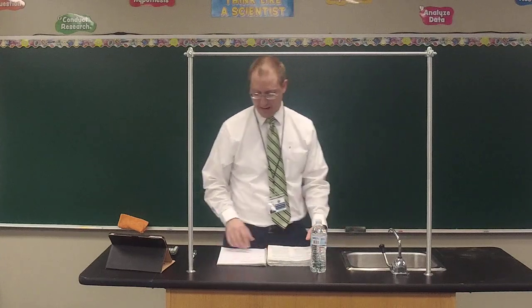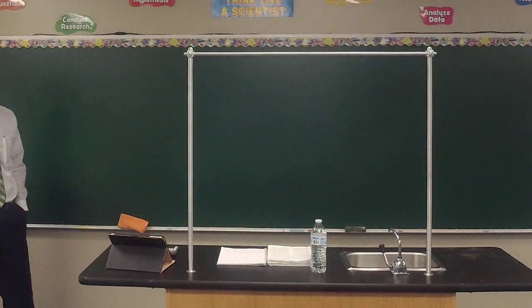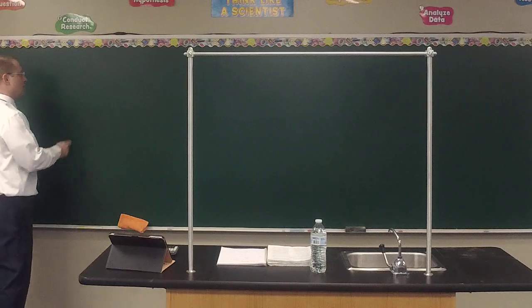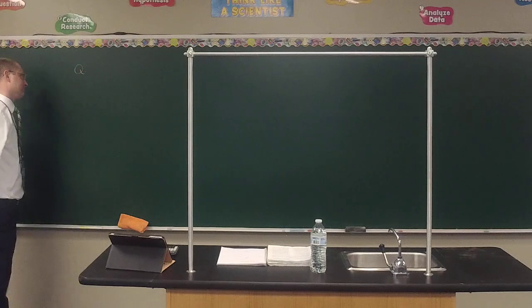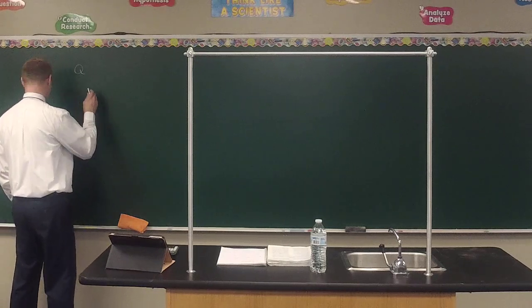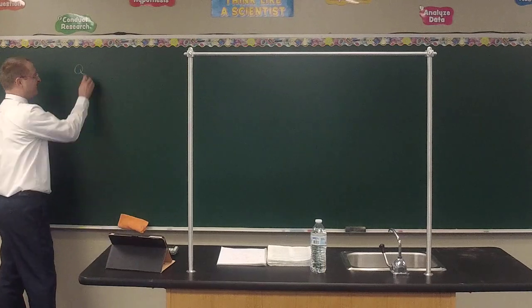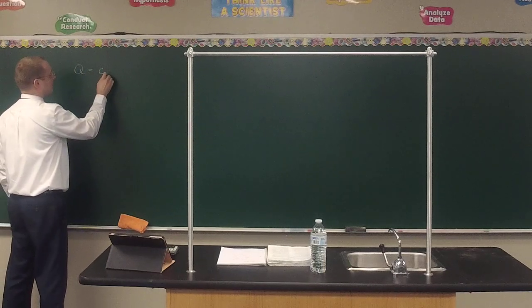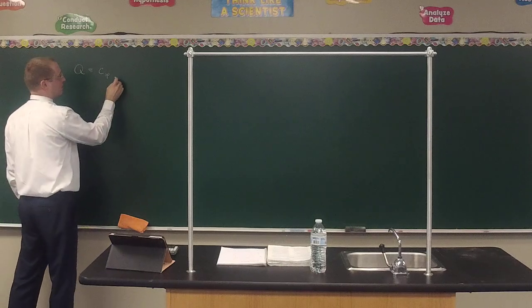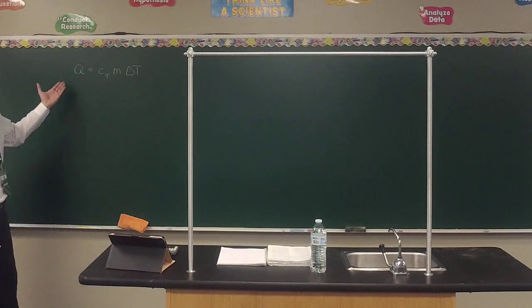We talked about finding heat needed to change temperature, and we had a heat equation. And what letter did we use for heat, Kendall? Q. Capital Q for heat. And what was the equation for heat, Kendall? Q equals C sub SP M delta T. And we use C sub SP to notate specific heat. Good.